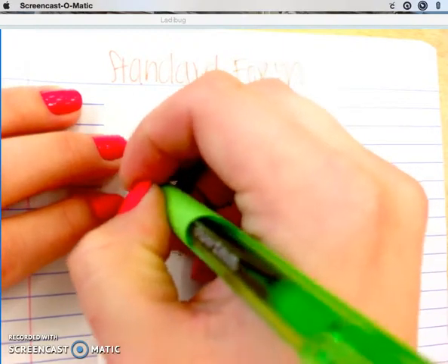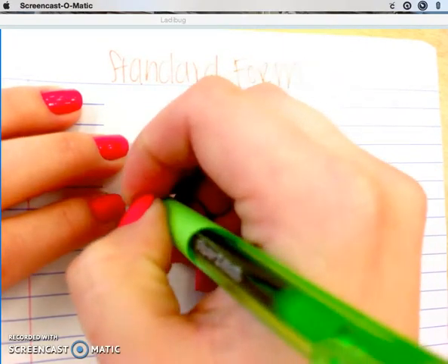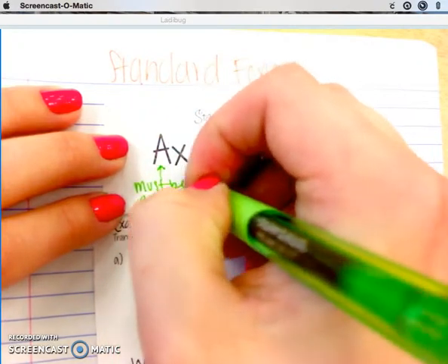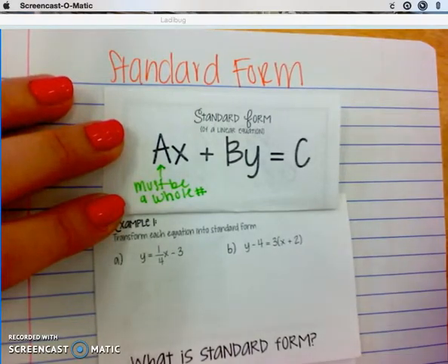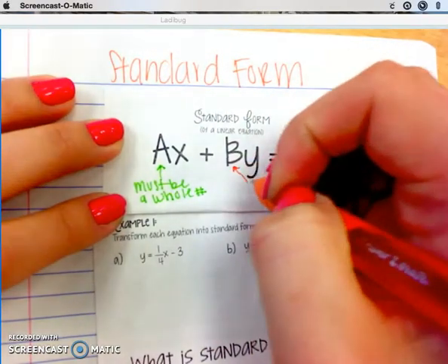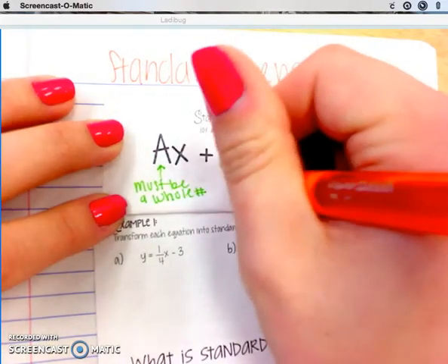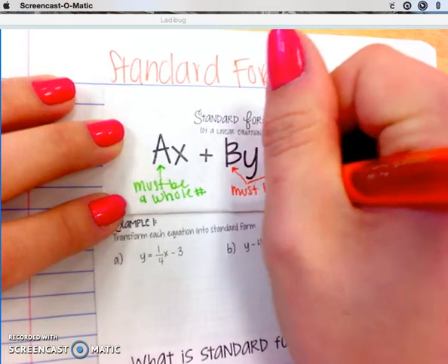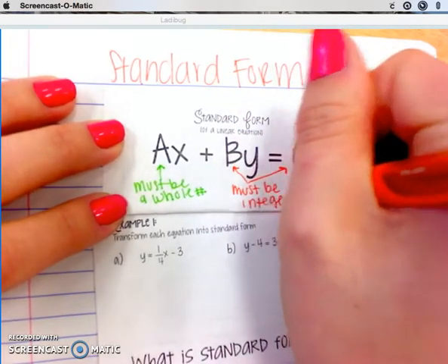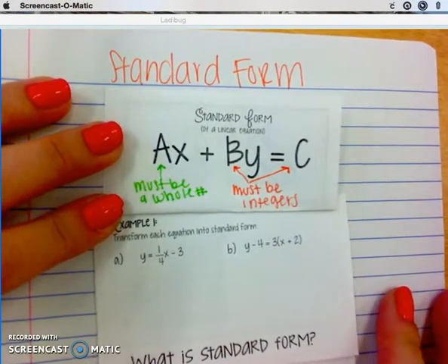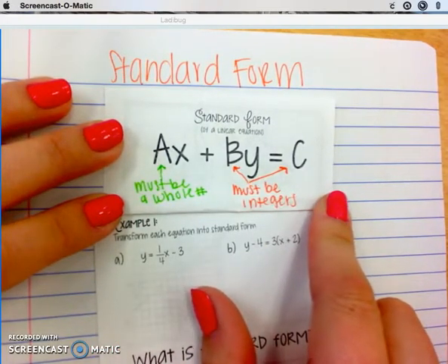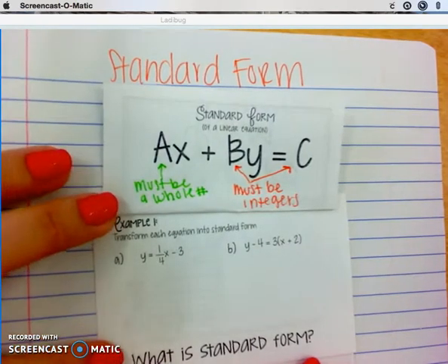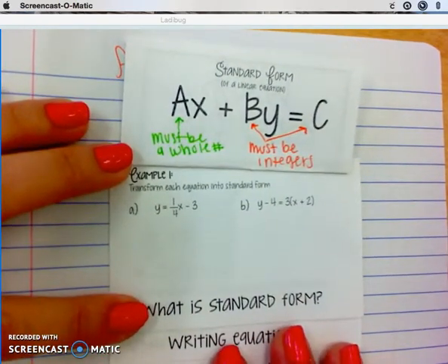A must be a whole number, so no negatives. And B and C, they both must be integers. Must be integers. So nothing should be a fraction, and A should not be a negative. Okay?